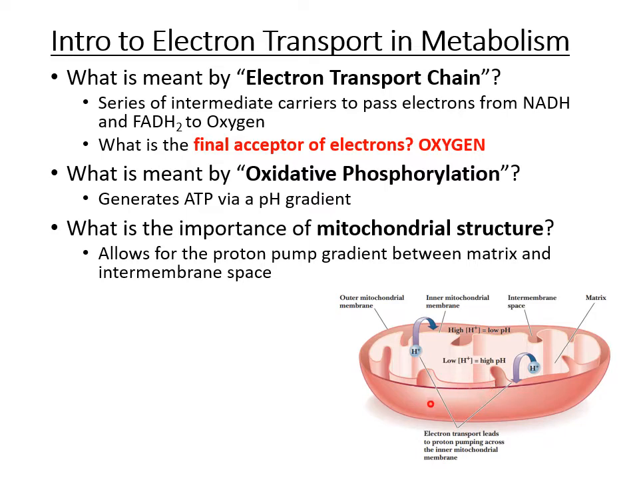Now, the mitochondrial structure is important for this process because, as you can see, we're focusing on two different areas within the mitochondrial structure. By having this intermembrane space all around that portion of the mitochondria versus the central matrix, it allows you to have that proton pump gradient, because you'll be able to have high versus low concentrations of protons, and you'll be able to pump those protons across the gradient, okay?